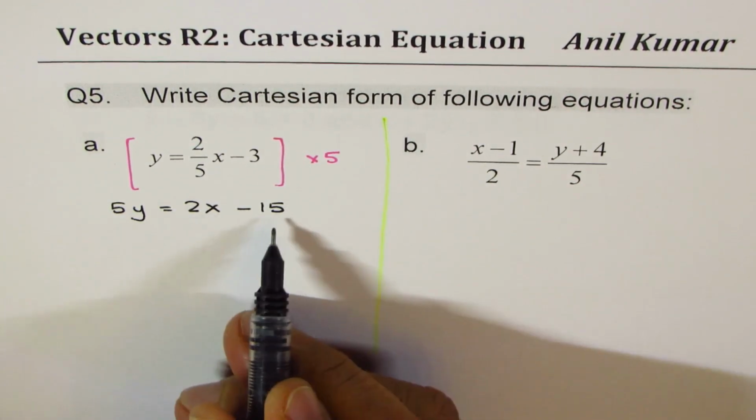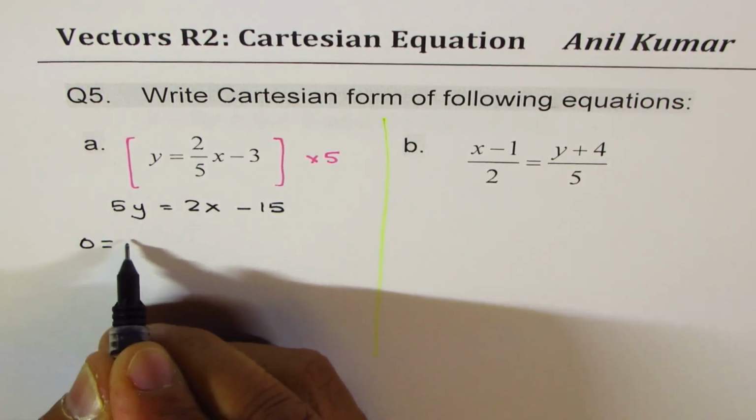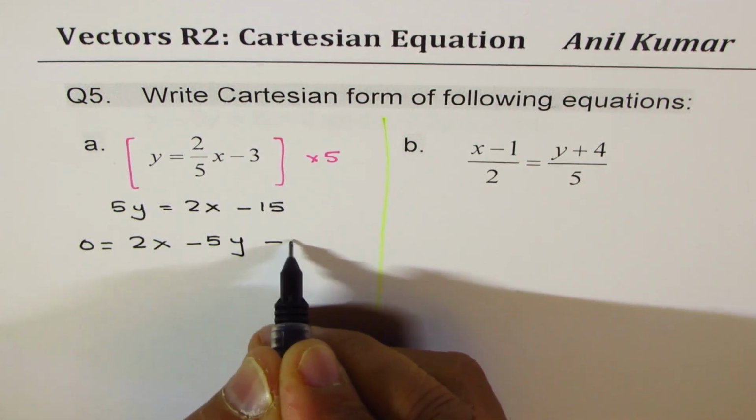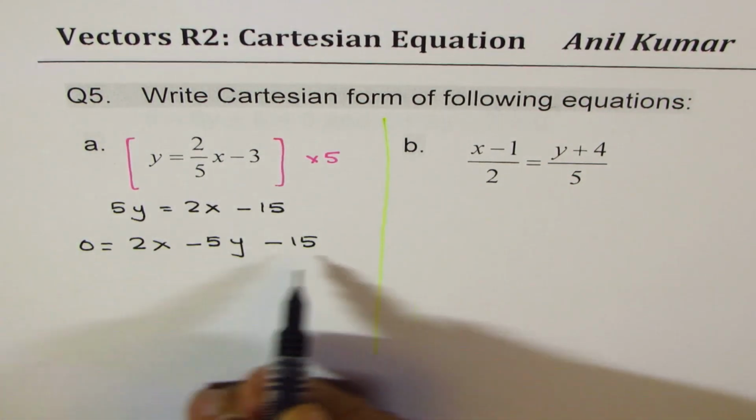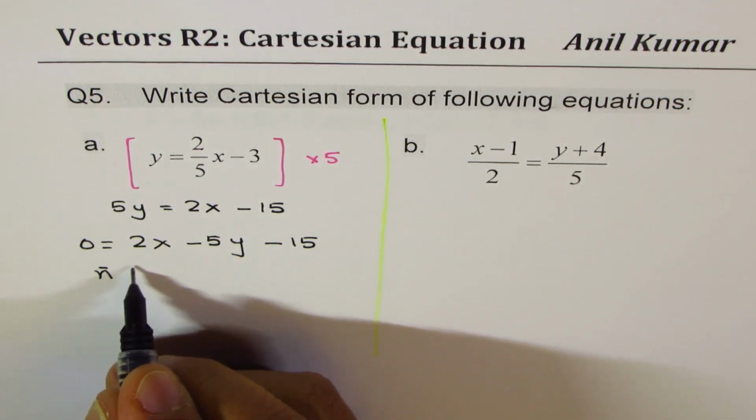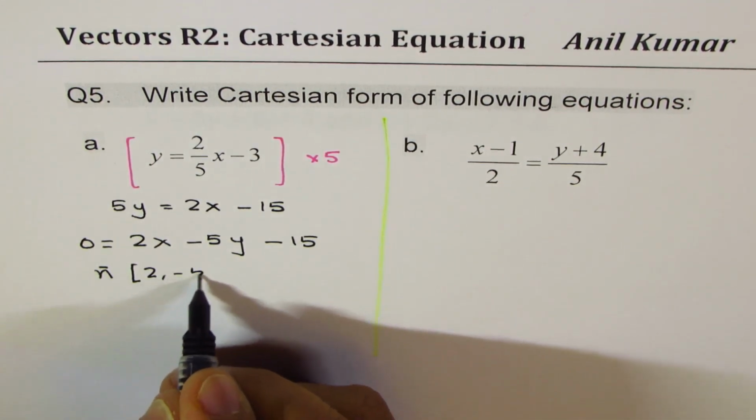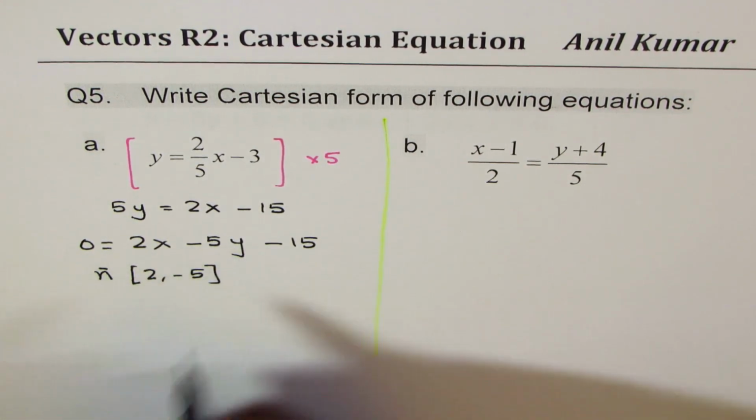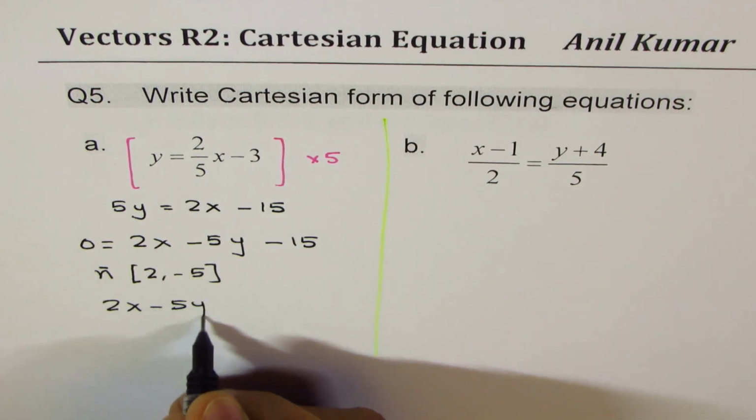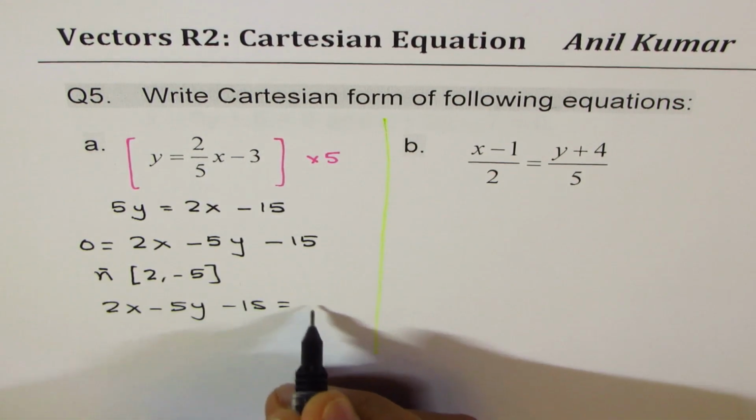Now next step is rearrange. So we get 0 equals 2x minus 5y minus 15, correct? So that becomes the Cartesian equation where the normal vector will be (2, -5). You see that? So that becomes the Cartesian equation. Let me rewrite this as 2x minus 5y minus 15 equals 0.